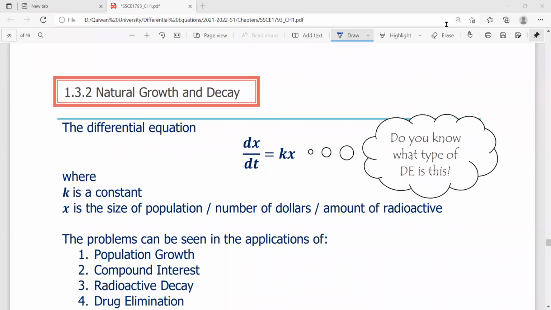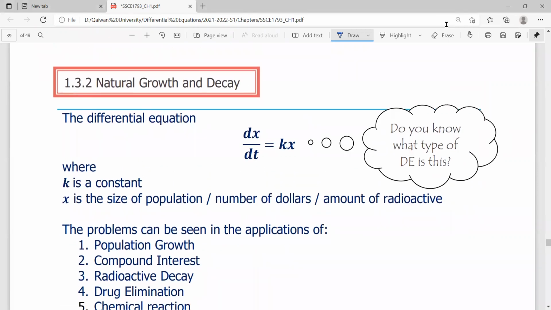In the last lecture, we talked about some methods of first order ordinary differential equations, and we also talked about one of the applications of first order differential equations, which is Newton's first law of cooling. We now have another application of first order differential equations. This application is about natural growth and decay.